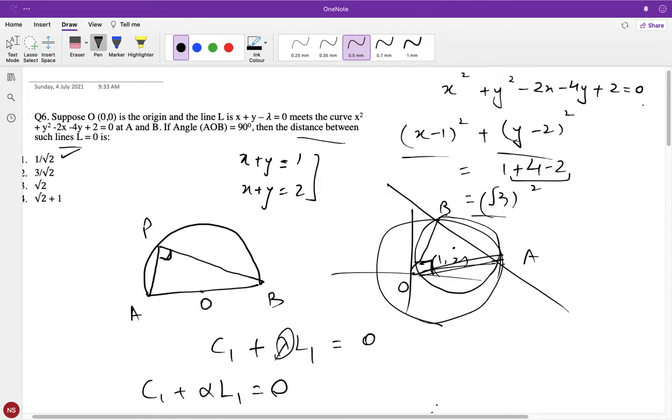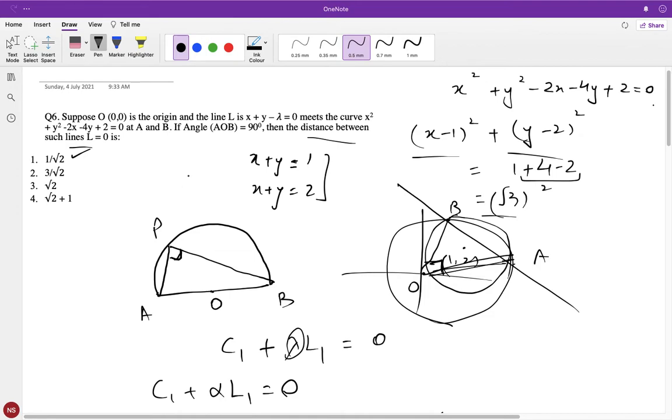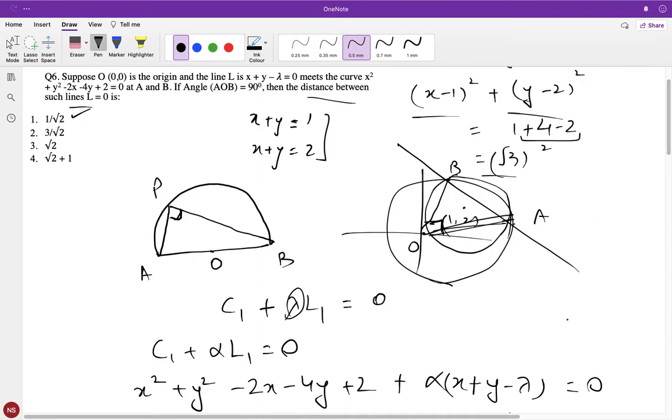So if you have a doubt as to how I have approached this, I will explain again. This curve is given, which is a circle. A circle is given, a line is given, and the line intersects the circle in 2 points A and B. The 2 points make an angle of 90 degrees at the origin. If so, this is the origin, this is 90 degrees. Then we have to find the possible values of lambda. So maybe there are two lines like this and this. So the distance between these two lines is being asked.